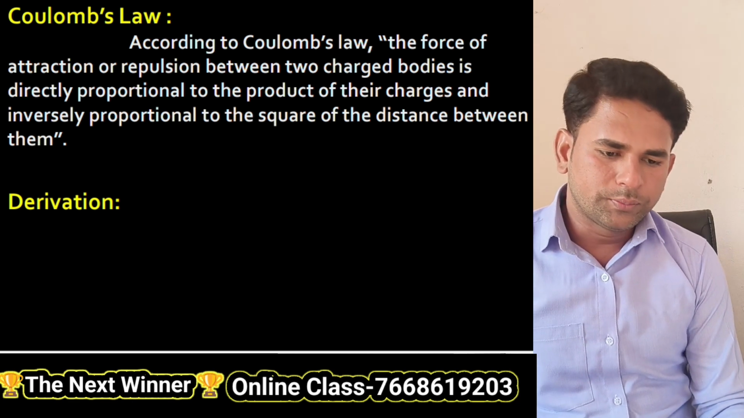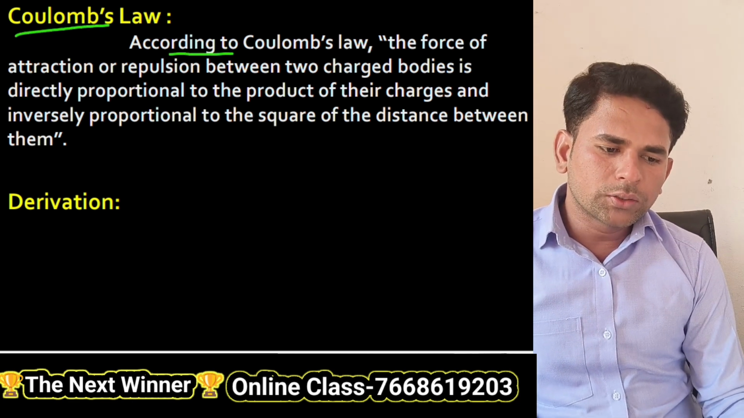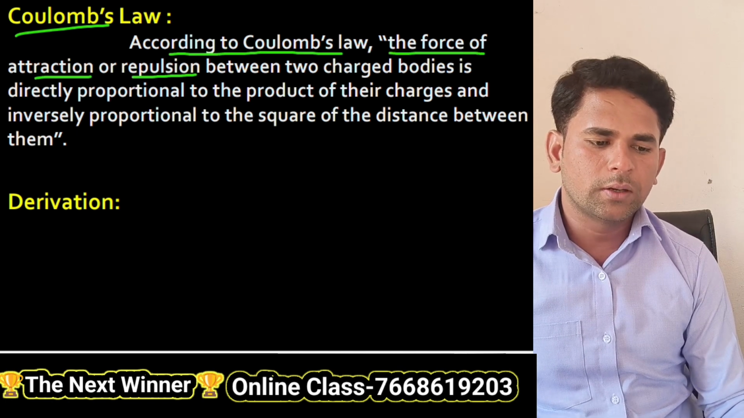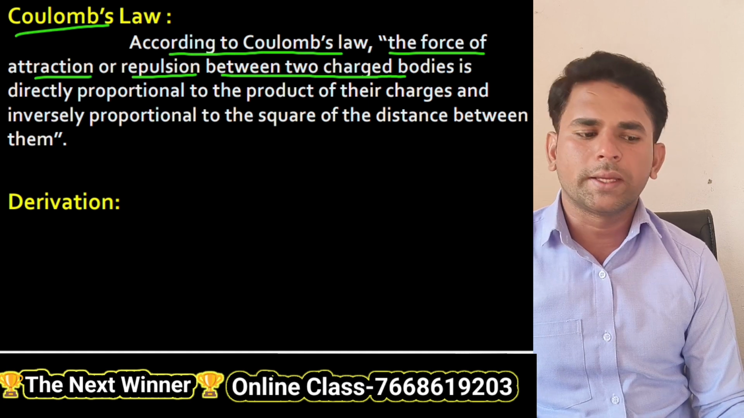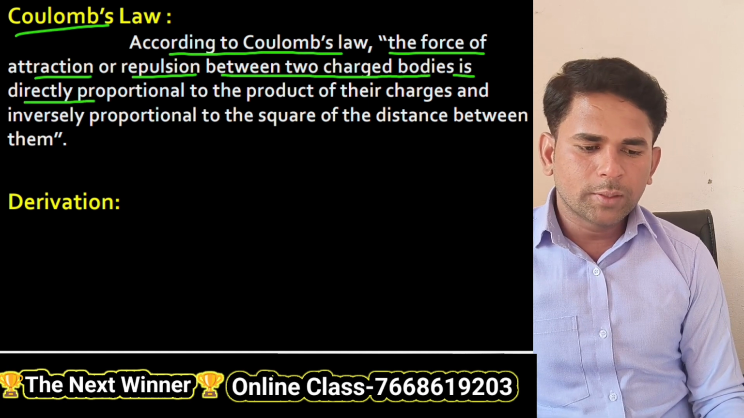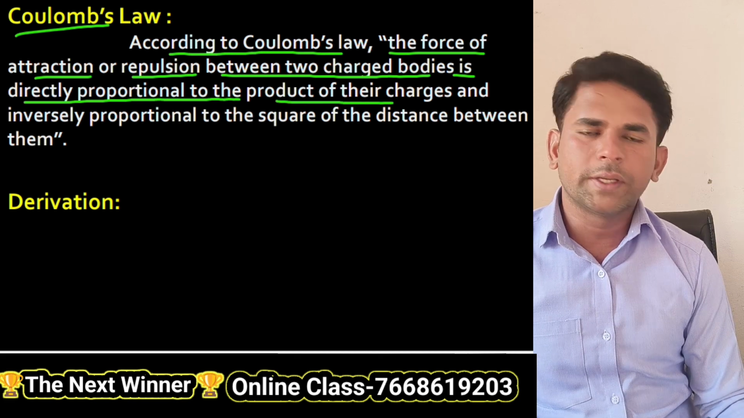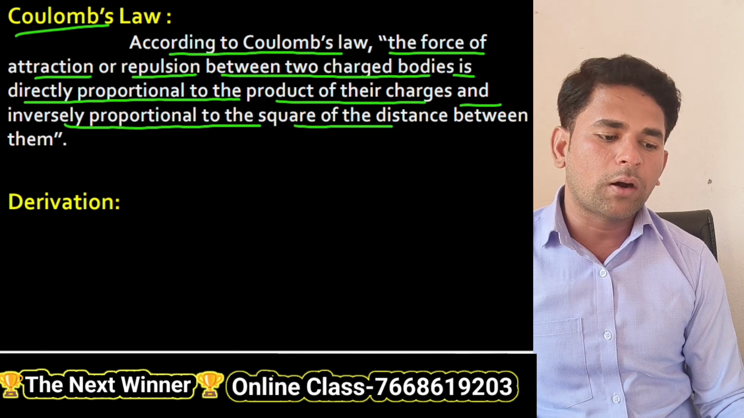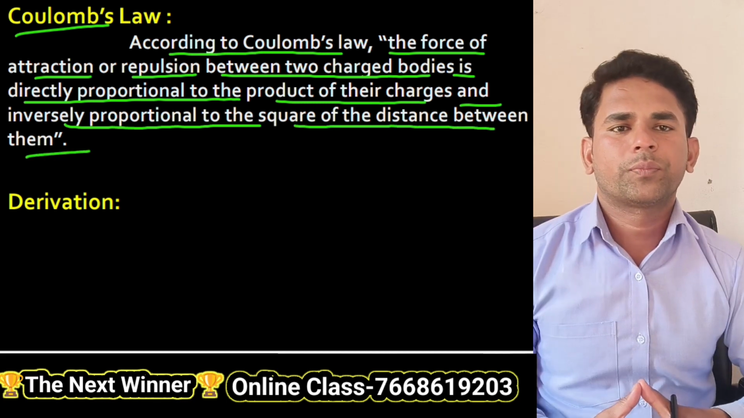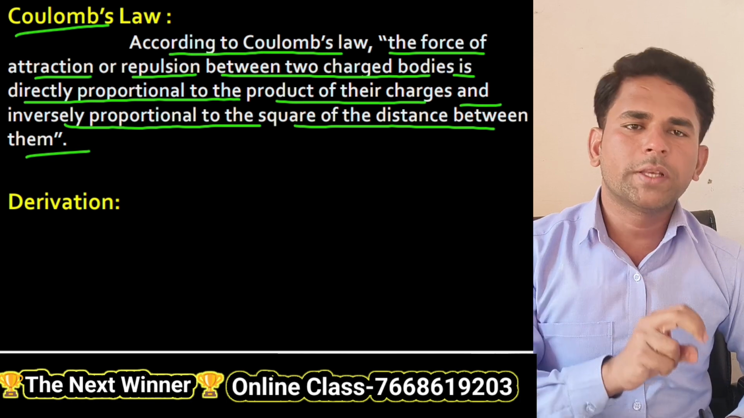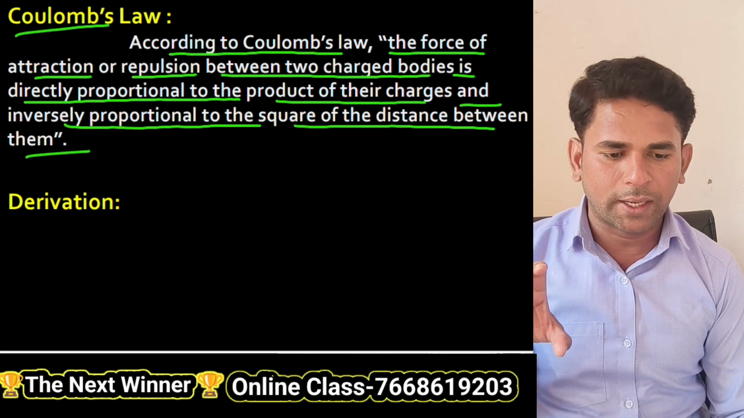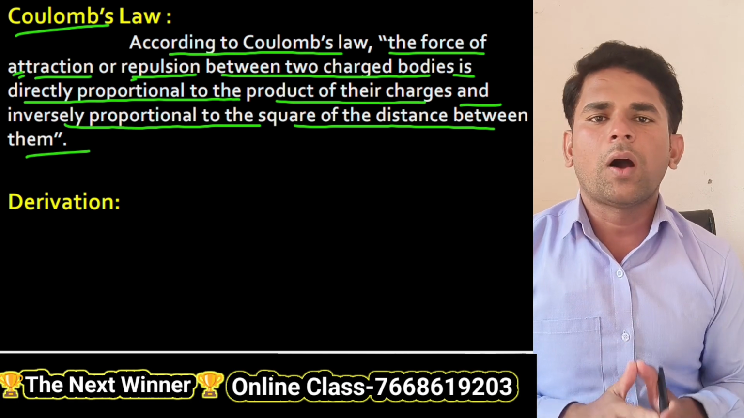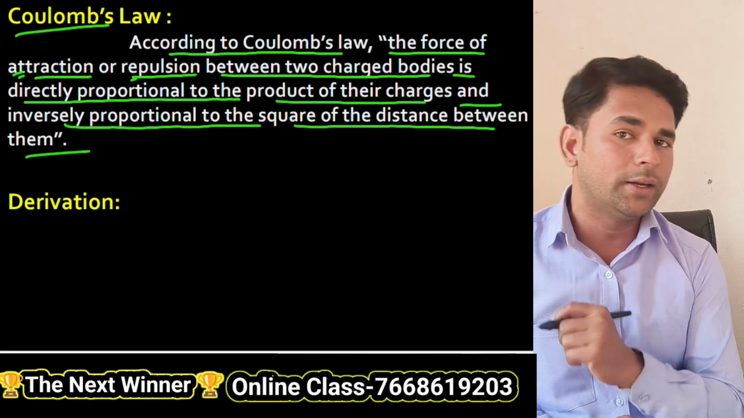Now you can see the first statement on the screen. According to Coulomb's law, the force of attraction or repulsion between two charged bodies is directly proportional to the product of their charges and inversely proportional to the square of the distance between them. There are two cases: first, attraction, and second, repulsion. So first we need to understand how we can define the attraction nature or the repulsion nature.